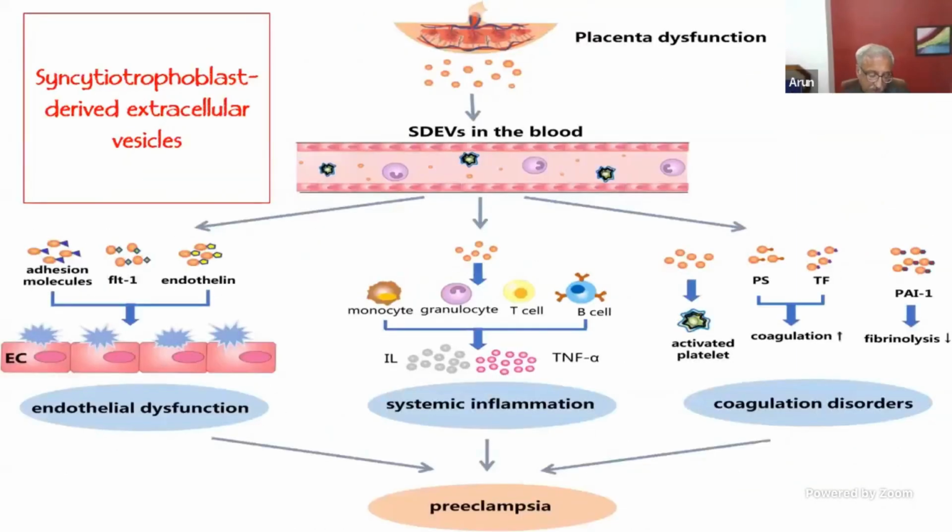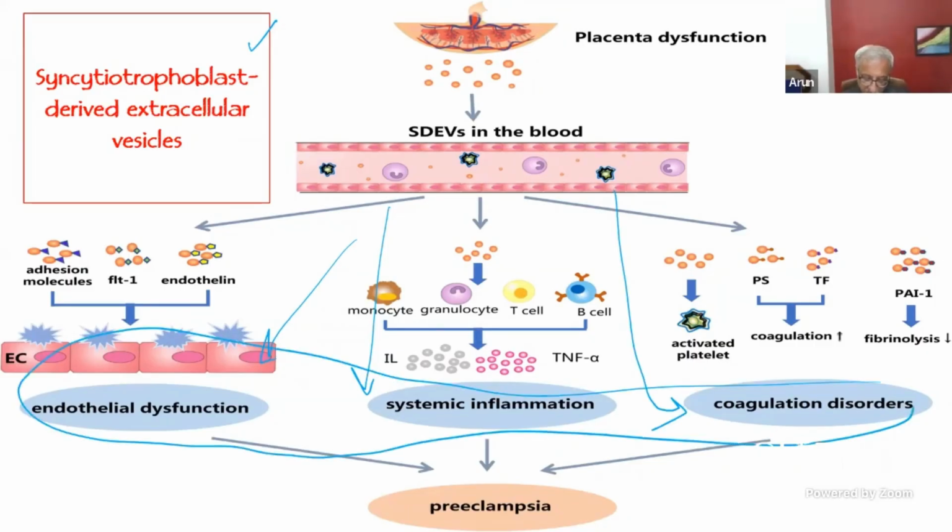Another thing is syncytiotrophoblast-derived extracellular vesicles. This is the latest story. With placental dysfunction, there is release of these vesicles into the blood, and they cause, one, endothelial dysfunction; second, systemic inflammation; and third, coagulation disorder. And all these three things present clinically as preeclampsia.